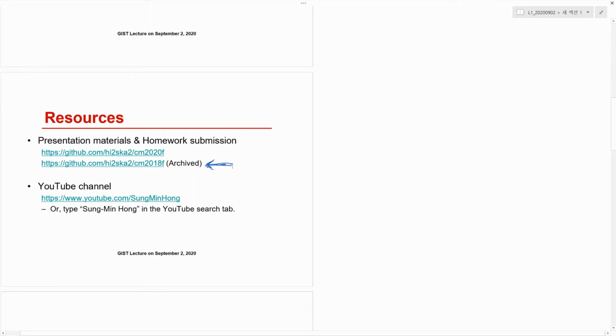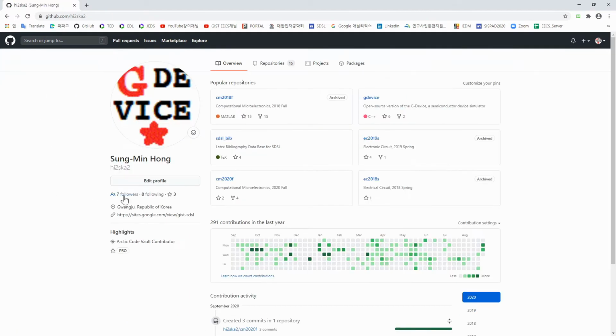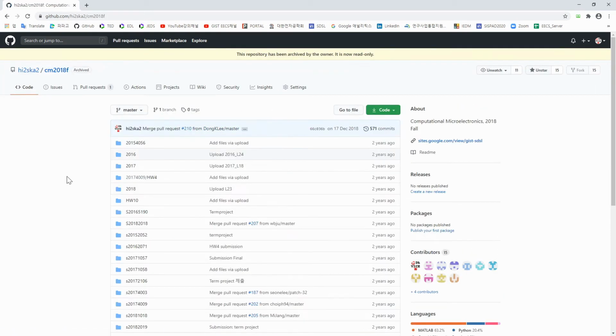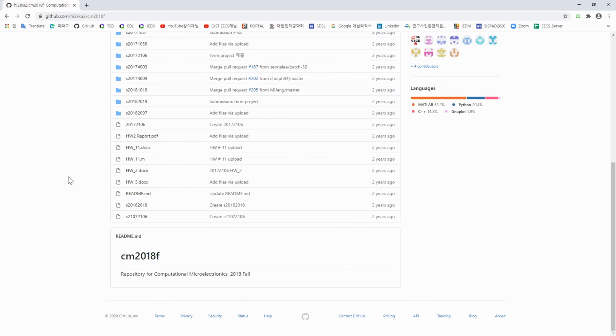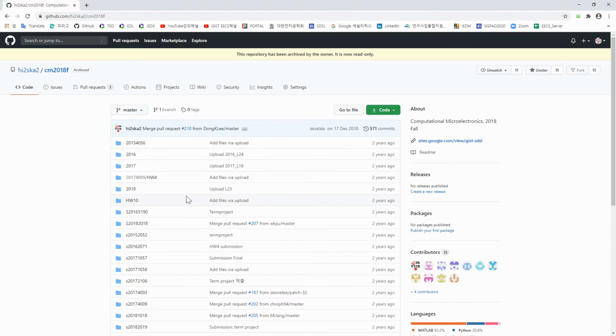So let me just visit the 2018. Can you see it? Here you can see this is my ID and CM2020F. This corresponds to this year's repository. However, when you click, then you can see CM2018F. This is the one for 2 years ago. So this is an archive, and you can see it. Oh, here you have lots of things.